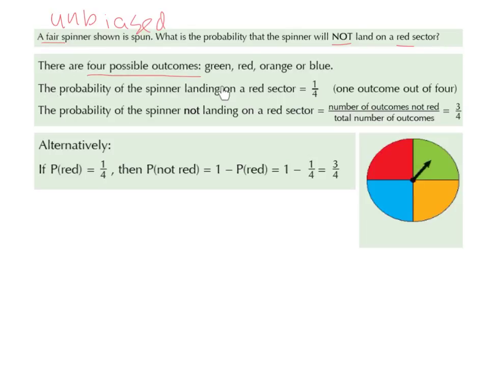The probability that the spinner will land on a red sector is going to be 1 over 4, because there's 1 red sector out of a total of 4 options. The probability of the spinner not landing on a red sector is the number of outcomes that are not red, so green, orange, and blue, so 3, divided by the total number of outcomes, which is 4. Alternatively, the probability of it being red is 1 over 4, so the probability of it not being red is 1 minus the probability of it being red, which is 1 minus a quarter, which is 3 quarters.